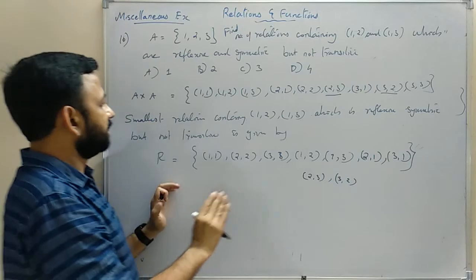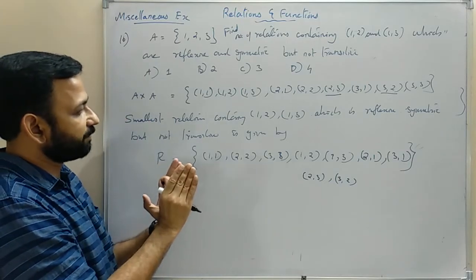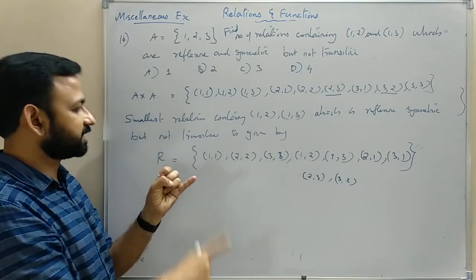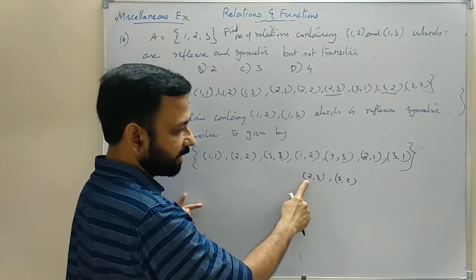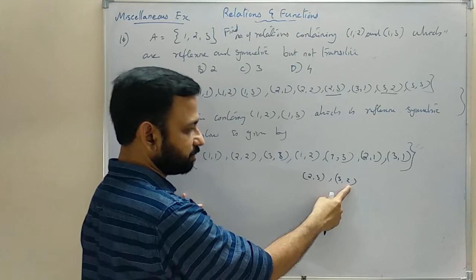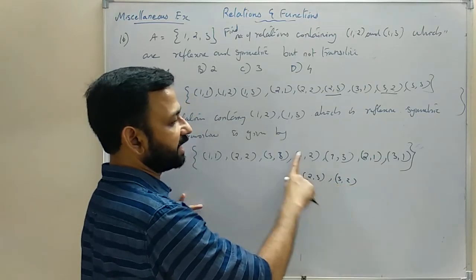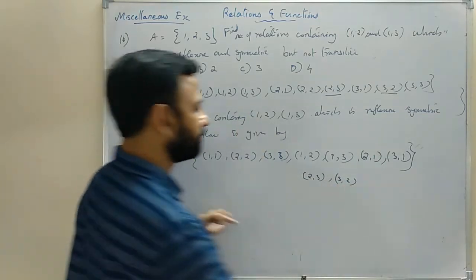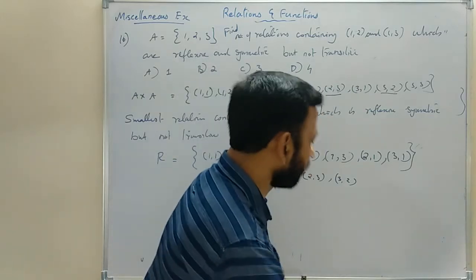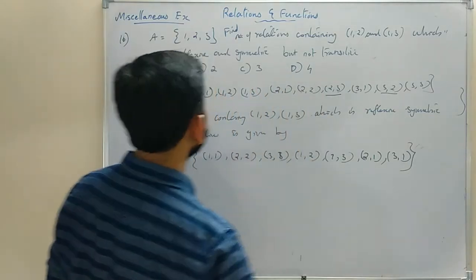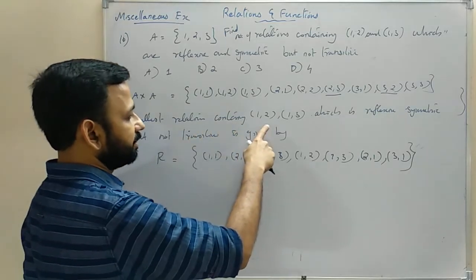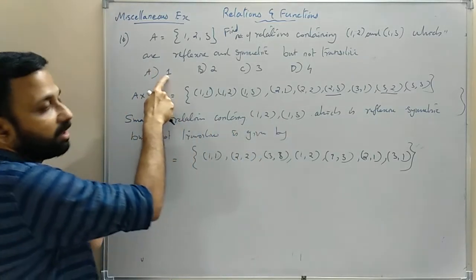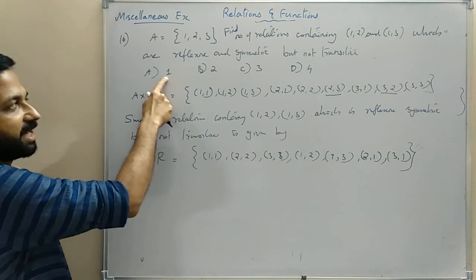So our question is to find the number of relations which are reflexive, symmetric but not transitive. If we add the ordered pair (2, 3) or the ordered pair (3, 2) or both of them, the relation becomes transitive. So this is the one and only one relation here. So the number of relations satisfying this condition will be 1. The correct answer is 1.